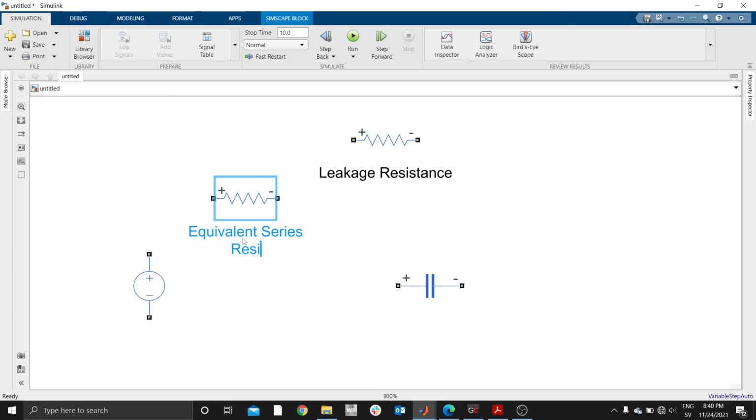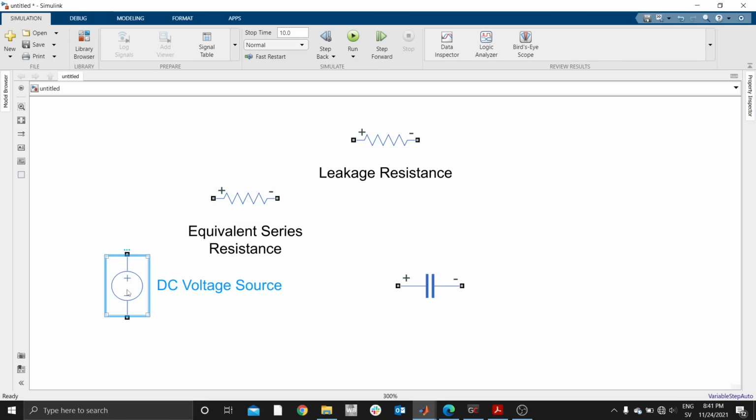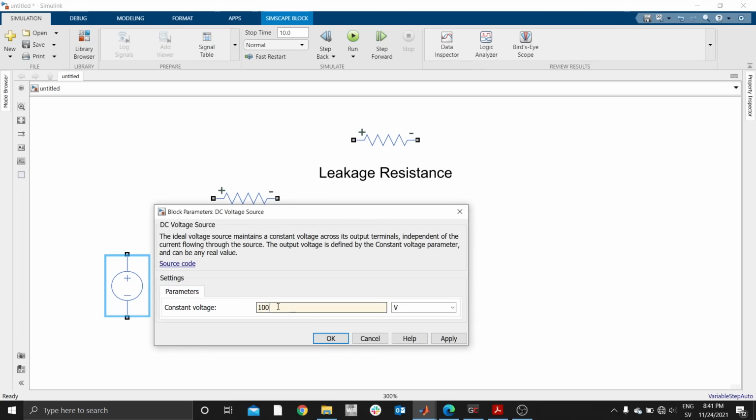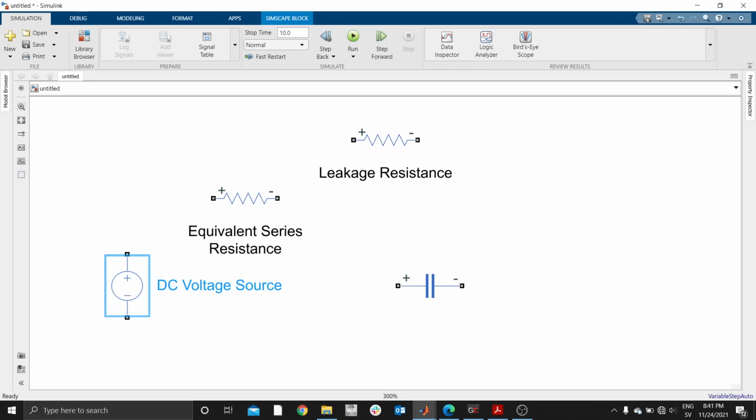I won't go into deeper details of how we model a battery, but just know that if this is the source of 100 volts, you don't get the actual 100 because you have the resistance inside the battery, and we have a leakage resistance. Then the capacitor is used to store charge.